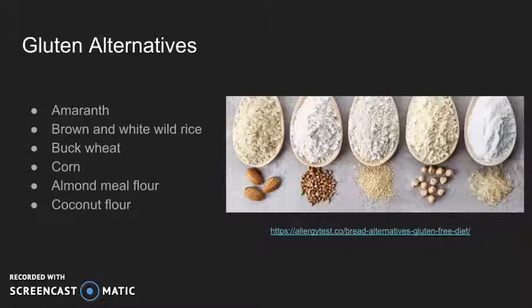People who are forced to avoid gluten due to this condition are found replacing their normal grains with things like amaranth, brown and white wild rice, buckwheat, corn, almond meal, coconut flour, and many other substitutes.